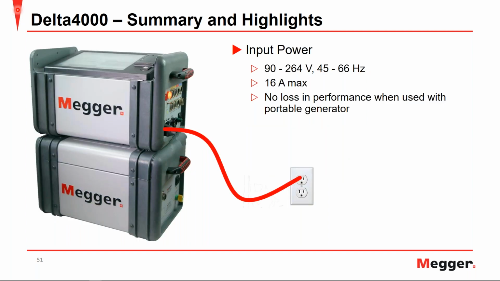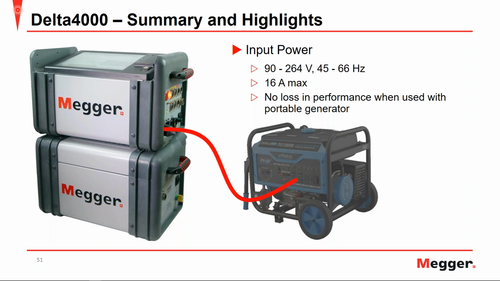Next, we have the input power of the Delta, which ranges from 90 to 264 volts, from 45 to 66 Hertz, and no more than 16 amps. It is important to note that there is no loss in the performance when the Delta 4000 is utilized with a portable generator, because the Delta 4000 takes the AC signal, rectifies it to a DC signal, and inverts it back to its own clean AC signal to be utilized and run off of.